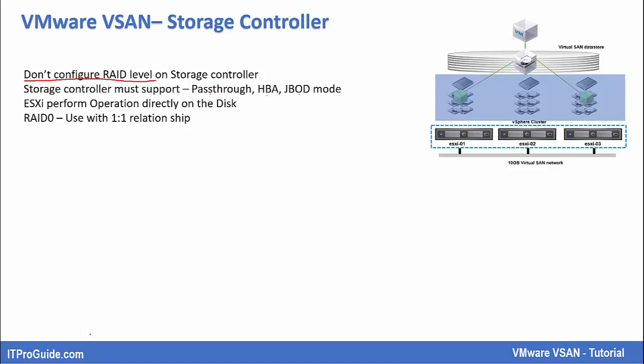So all the hard disks that belong to the server, or the locally attached hard disks, should appear as they are to the vSAN. So vSAN, or ESXi, will perform the operation directly on the disk.